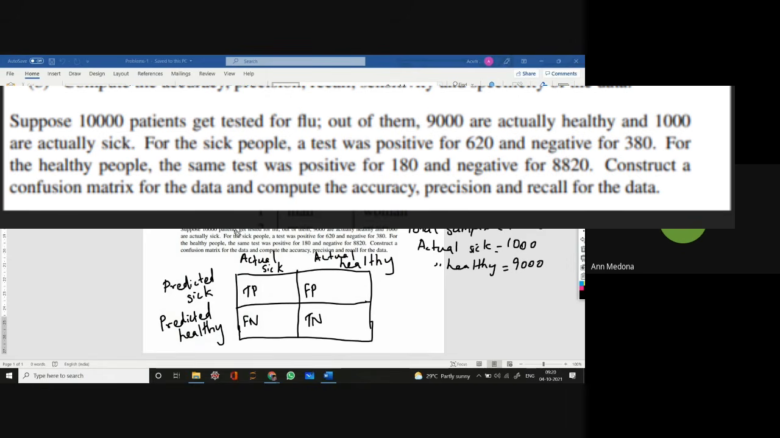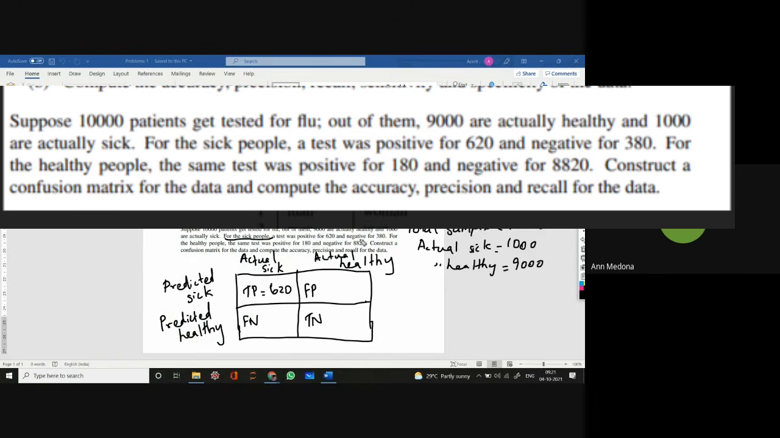Now the predicted values are given. For the sick people, the test was positive for 620 and negative for 380. These both are predicted values. For the sick people, the condition is given, the meaning is they are actually sick. So here 620 actual sick people are tested as positive. The meaning is actual and predicted values are positive. So true positive will be equal to 620.